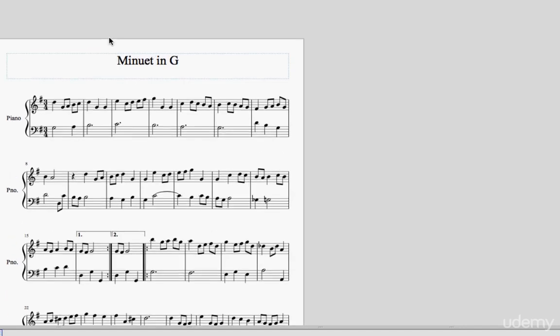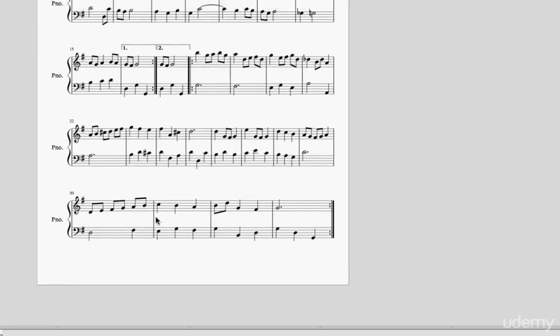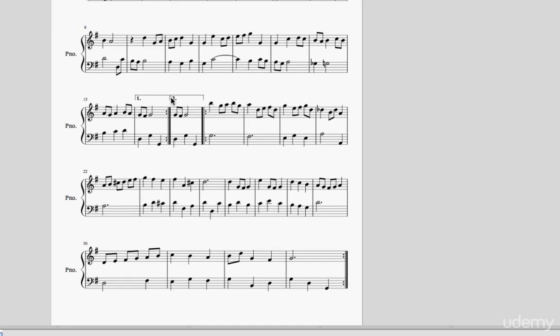Okay, here we go. So let's look at what we know right on the surface. First of all, these repeats and this first ending, second ending business, if that's new to you, we talked about this at some length in my first music theory class, which is labeled as basically how to read notes, but we also talk about how to read a piece of music. So go back and review that if that tripped you up, how the first ending and second ending and these repeat signs work.